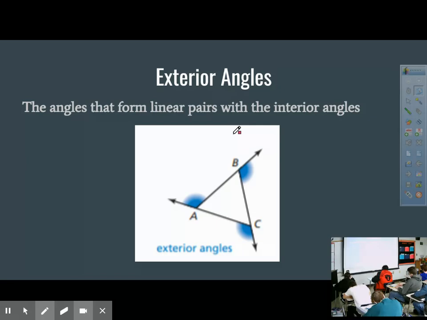So for exterior, Triangle's different. He said that. We have to do the same, sorry. You want to?